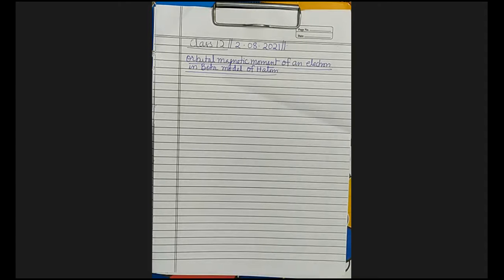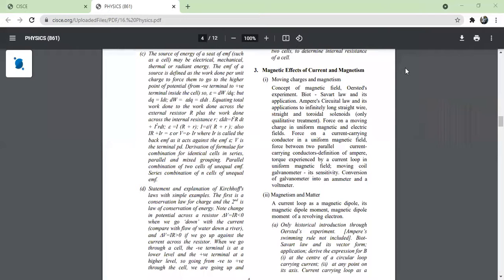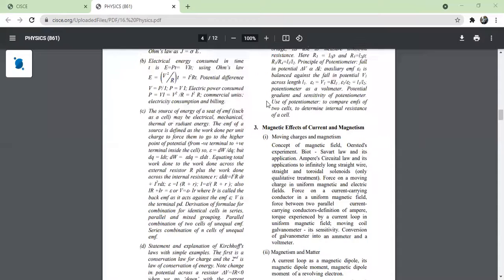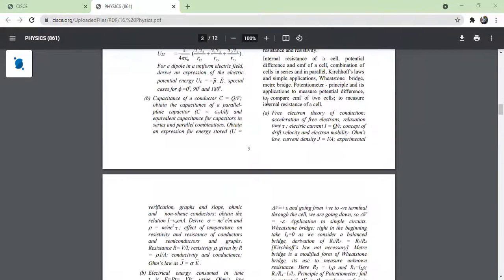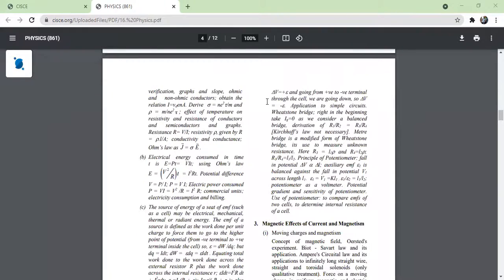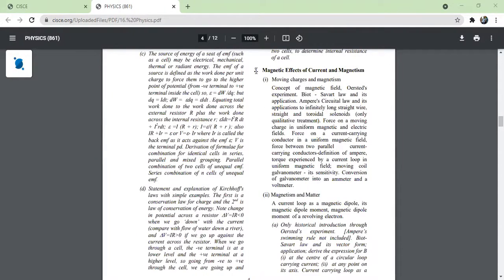Now, only a few topics are left in electromagnetism. You can see here, in magnetism, only two topics are left. This is the reduced syllabus. Now see here, magnetism begins from here.